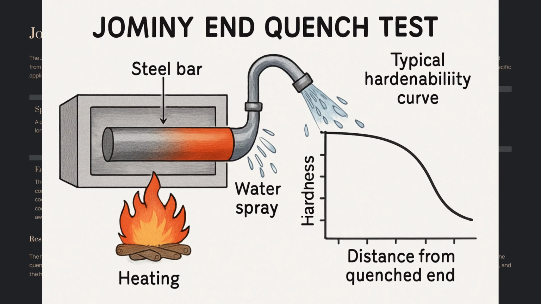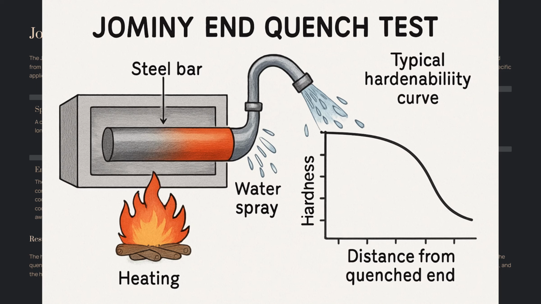Jominy end quench test. The Jominy end quench test is a standardized laboratory method used to determine the hardenability of steel. It provides a measure of how deeply a steel can be hardened when quenched from its austenitizing temperature. This test is crucial for comparing the hardenability of different steel alloys and for selecting appropriate materials and heat treatment parameters for specific applications.